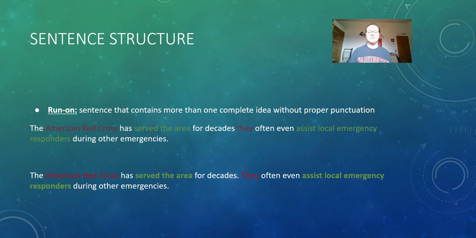So the American Red Cross has served the area for decades. Okay, boom, complete thought, grammatically correct sentence. American Red Cross, subject, serves the area, verb. So there's one complete thought. They often even assist local emergency responders during other emergencies. They, subject, assist local emergency responders. Verb, so the action. So in both instances of these new simple sentences, we have a very clear actor performing an action structure.